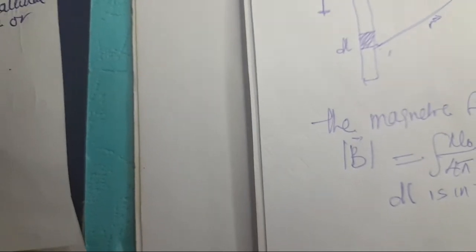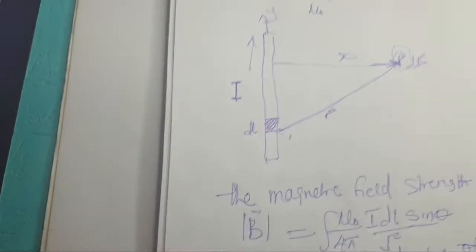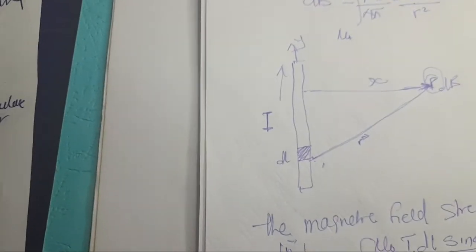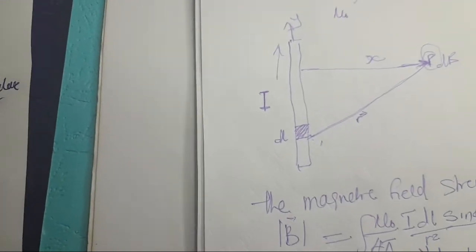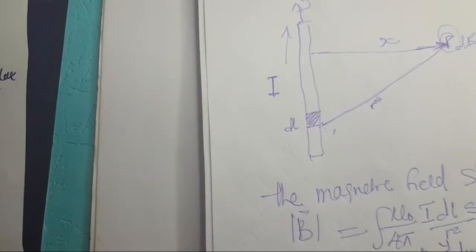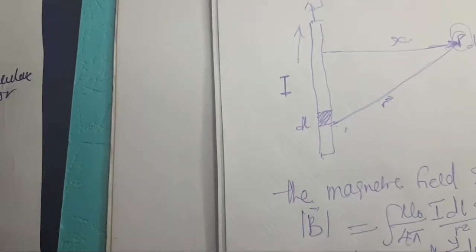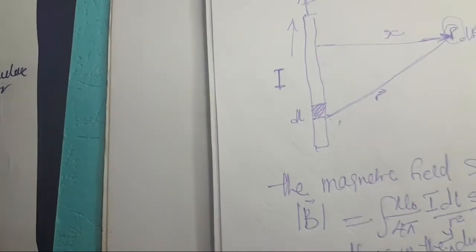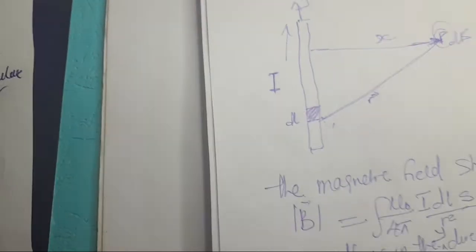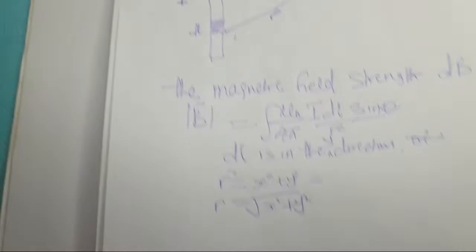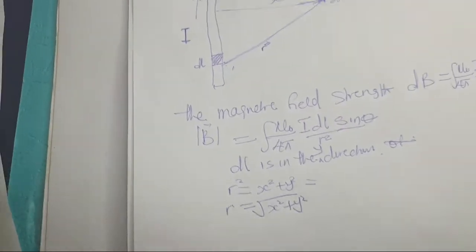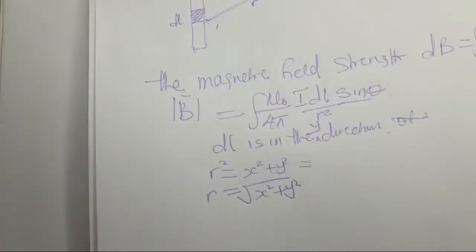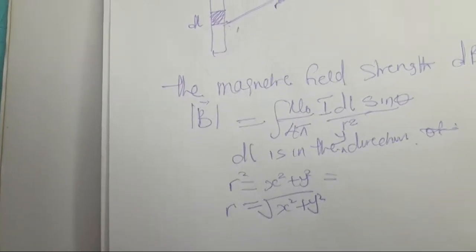From here we know that from Pythagoras' theorem, r squared is equal to x squared plus y squared, so r will be equal to the square root of x squared plus y squared. This is a basic understanding of the Pythagorean theorem. So that's what we get from that.